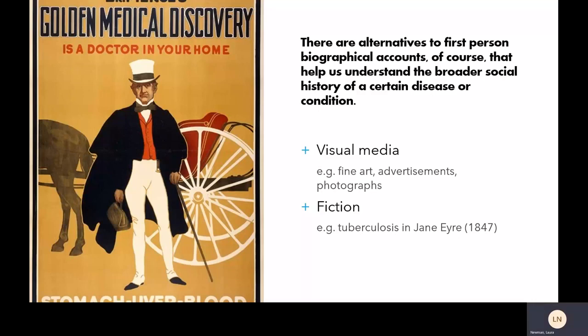And I have an example here of a stomach, liver, and blood tonic that was advertised around the turn of the century. We've also got fiction. Tuberculosis was a very common literary trope or device. I'm thinking particularly, for those of you who've read Jane Eyre, of the death of Jane Eyre's friend, I think Helen, her name was, I need to check, at the school, and she's seen as this figure.